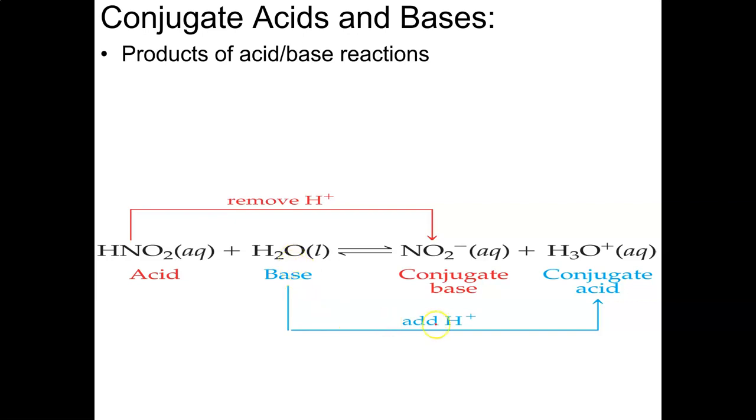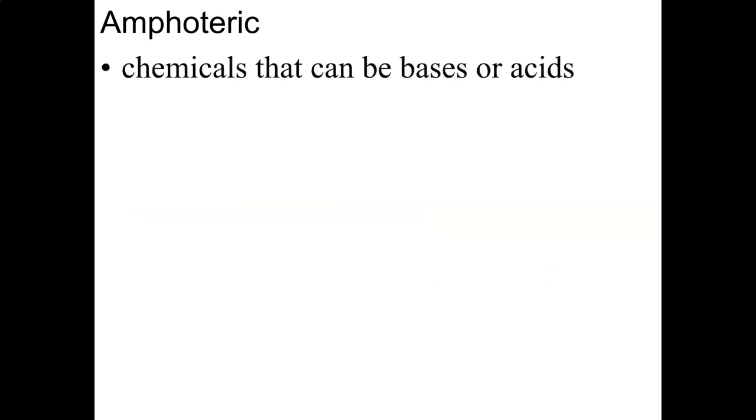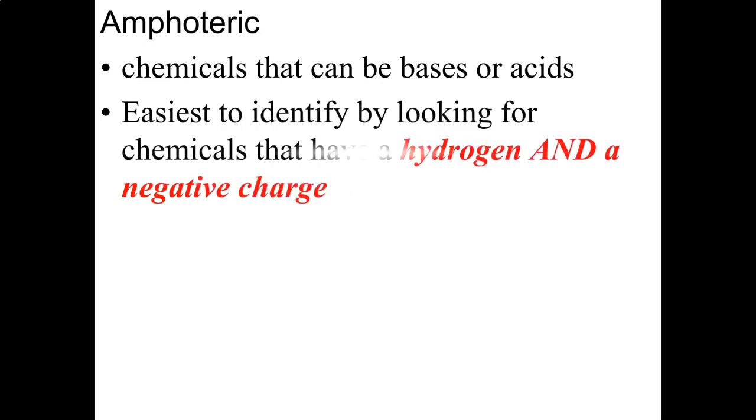And the way they happen is just by either gaining a hydrogen in the case of the base, which is H2O, or losing an H in the case of HNO2. That's how you identify your conjugate acid and your conjugate base, just by looking at the left versus right and understanding that you're losing an H to become the conjugate base and you're gaining an H to become a conjugate acid. All right, amphoteric. Any substance that could act as both an acid or a base is considered amphoteric.